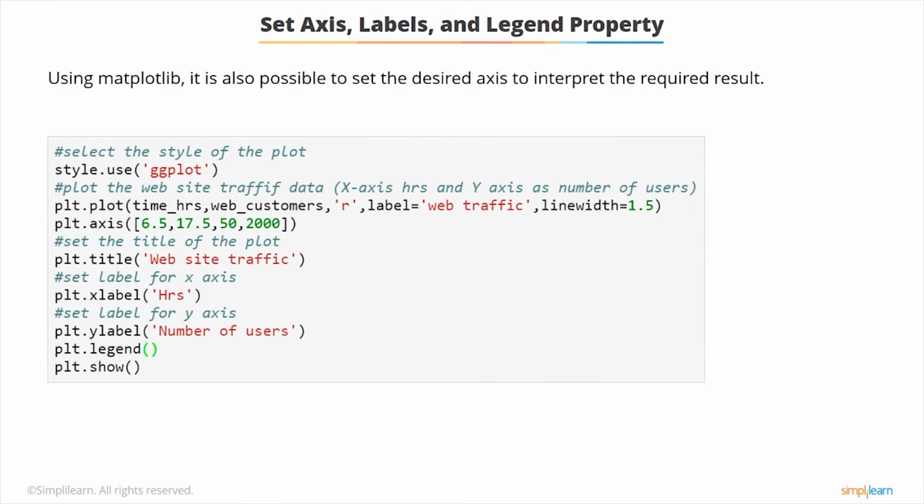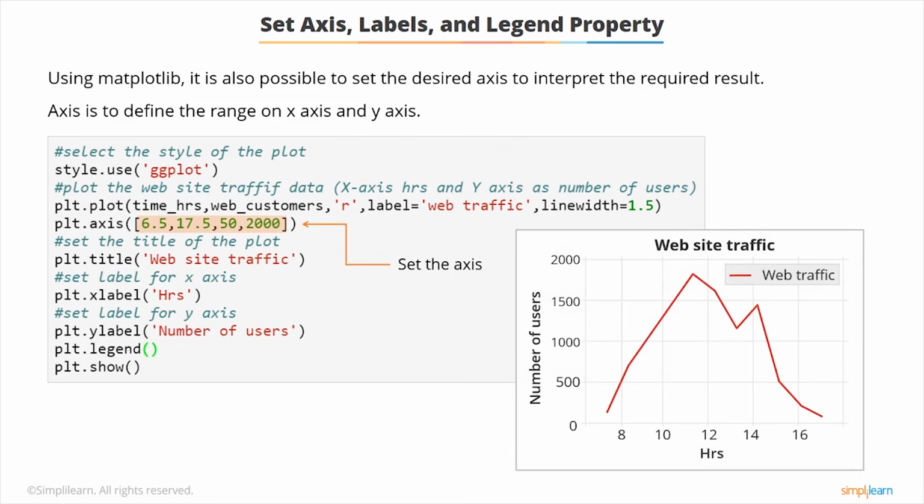Using Matplotlib, it's also possible to set the desired axis to interpret the required result. Use the axis method to set the axis. In this example shown on the screen, the x-axis is set to range from 6.5 to 17.5, and the y-axis is set to range from 50 to 2000.